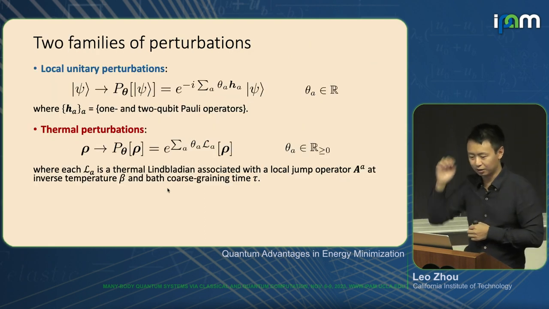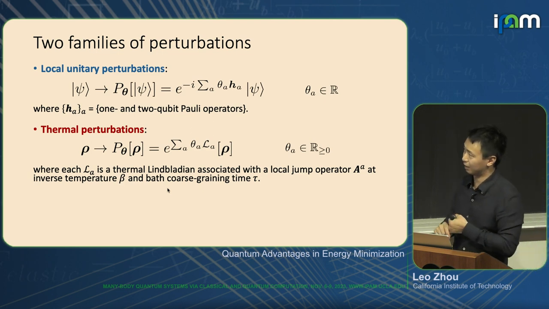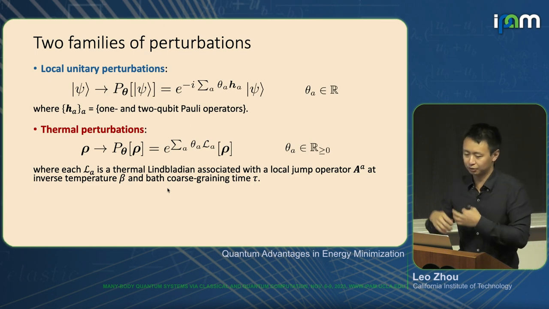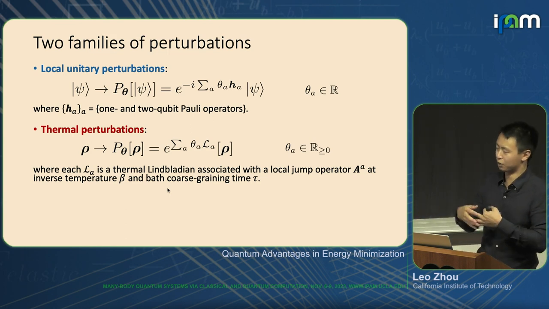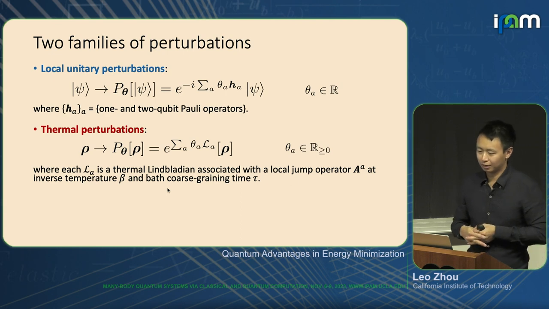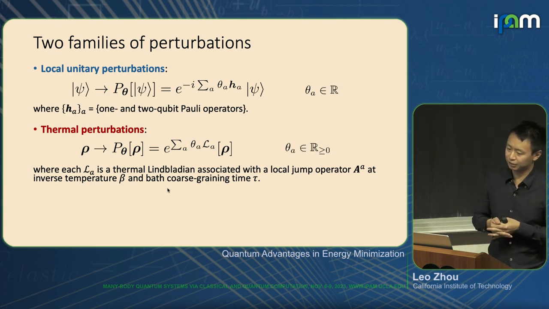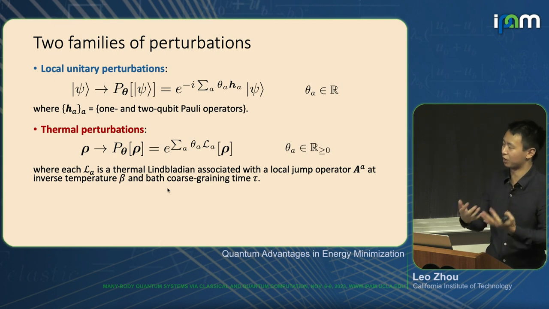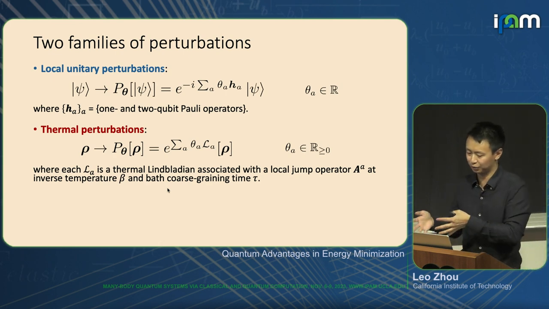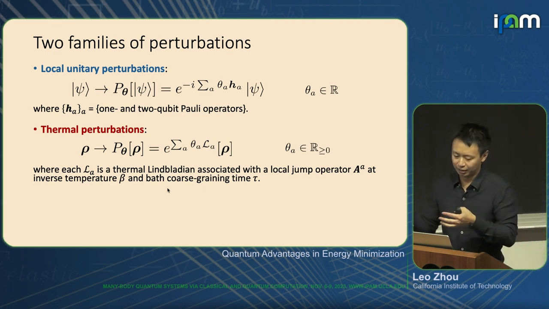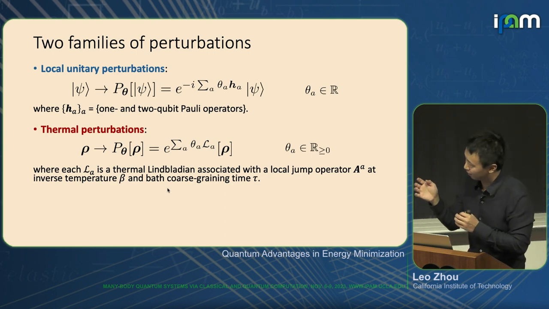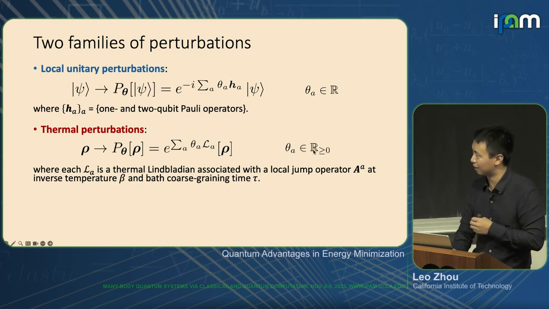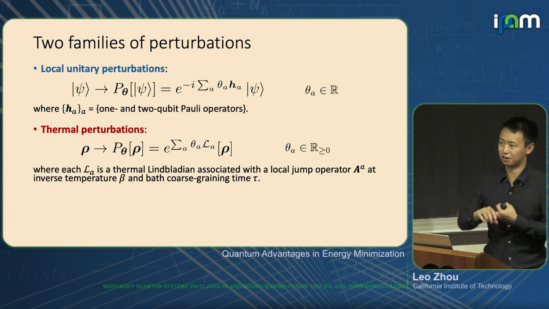The two families of perturbations that we are interested in are, first, the local unitary perturbations that I briefly alluded to. You can think of it as evolution under some unitary generated by, for example, 1 or 2 qubit Pauli operators. The other subfamily is what we call thermal perturbations. These are supposed to mimic what happens if you couple a quantum system weakly to a thermal bath at some fixed temperature with some characteristic time scale tau. The important fact about this thermal perturbation is that all this data has to be positive, because in general, Lindbladian evolutions are not reversible.